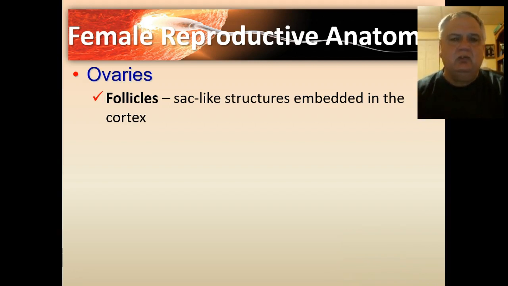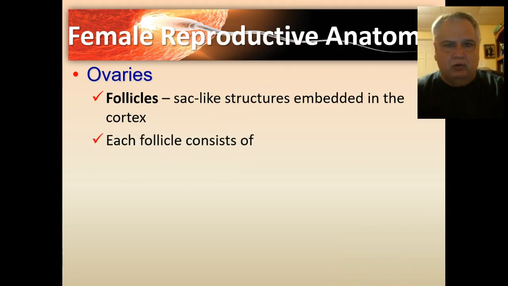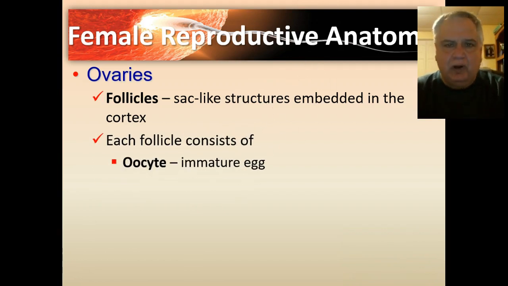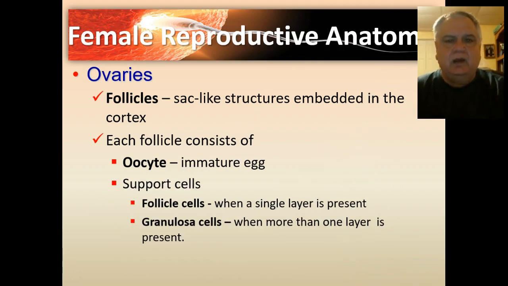These sac-like structures are referred to as follicles. Each one of these follicles consists of an immature egg, which we refer to as an oocyte, and that immature egg is surrounded by supportive cells. These supportive cells are called follicle cells when there's only a single layer of the cells present, or follicular cells.